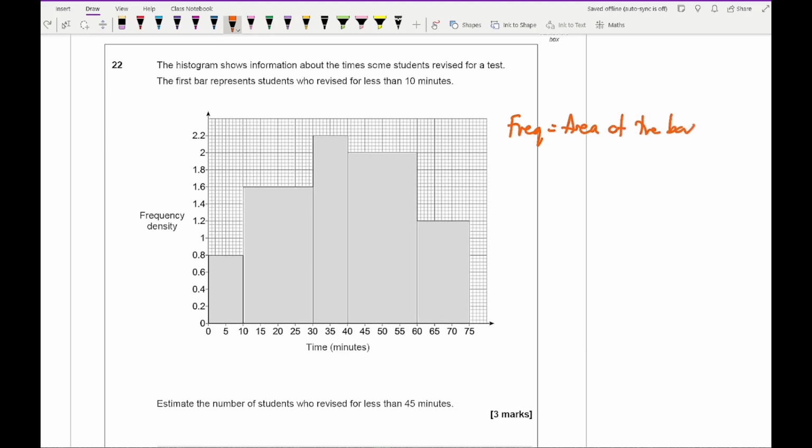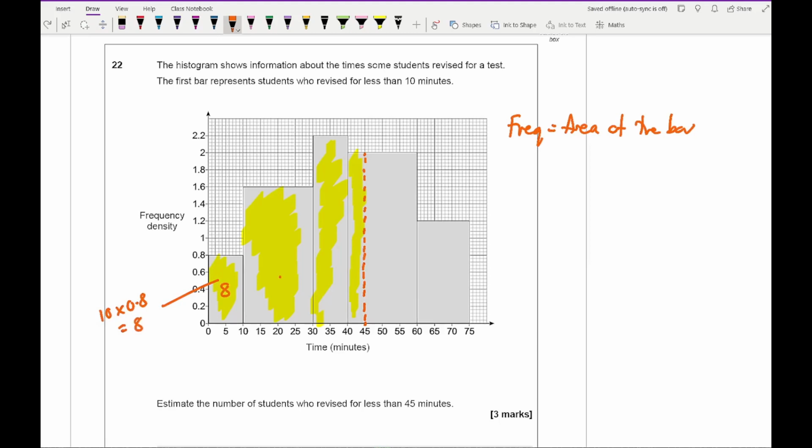Now I'm only interested in the times that are less than 45. So if I just draw a line from 45, what I'm wanting is the area to the left of that dotted line of these here. So to work out the area of this first bar, well, a rectangle is just base times height, so that's going to be 10 times 0.8, which equals 8.